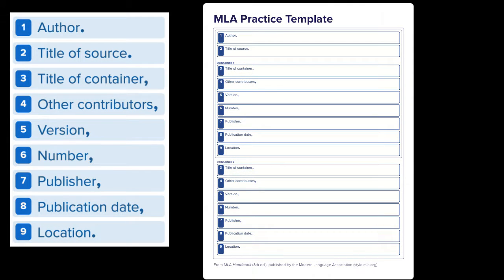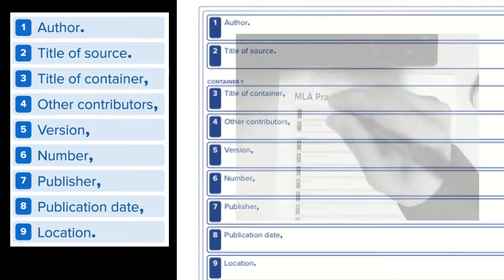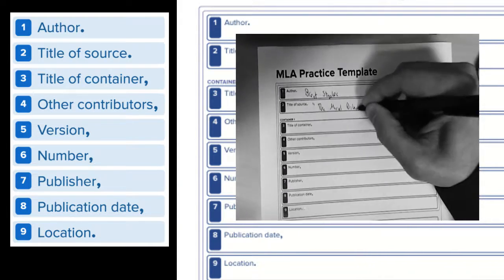Elements 3 through 9 can be repeated for each container. The first container is the newspaper. The second one is the database.